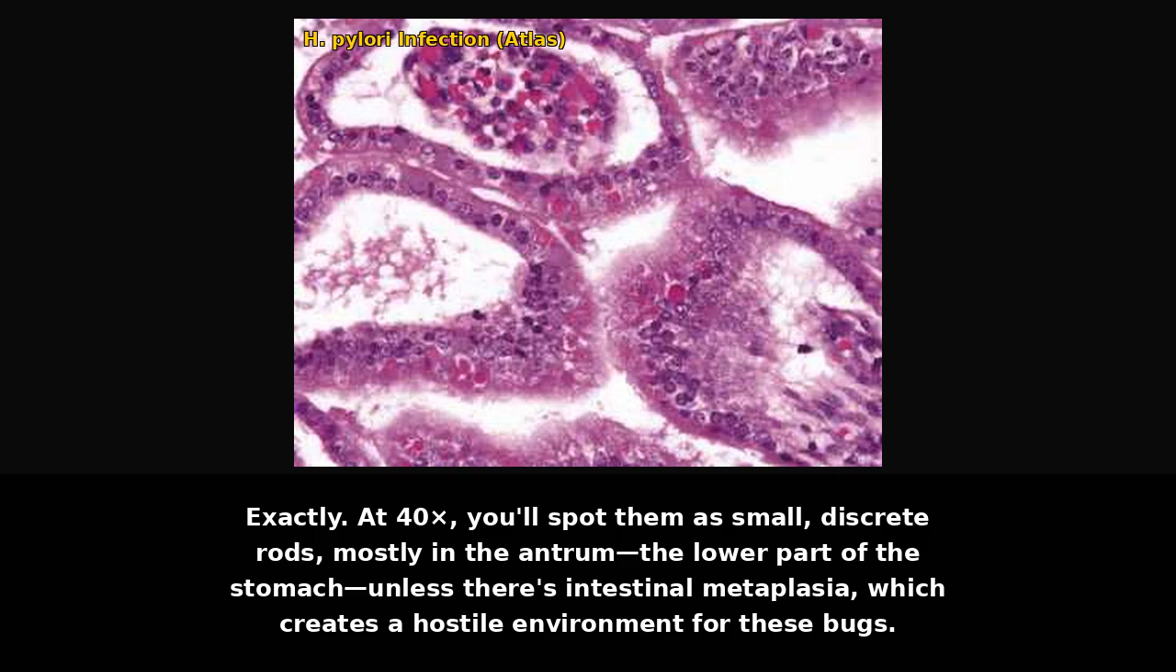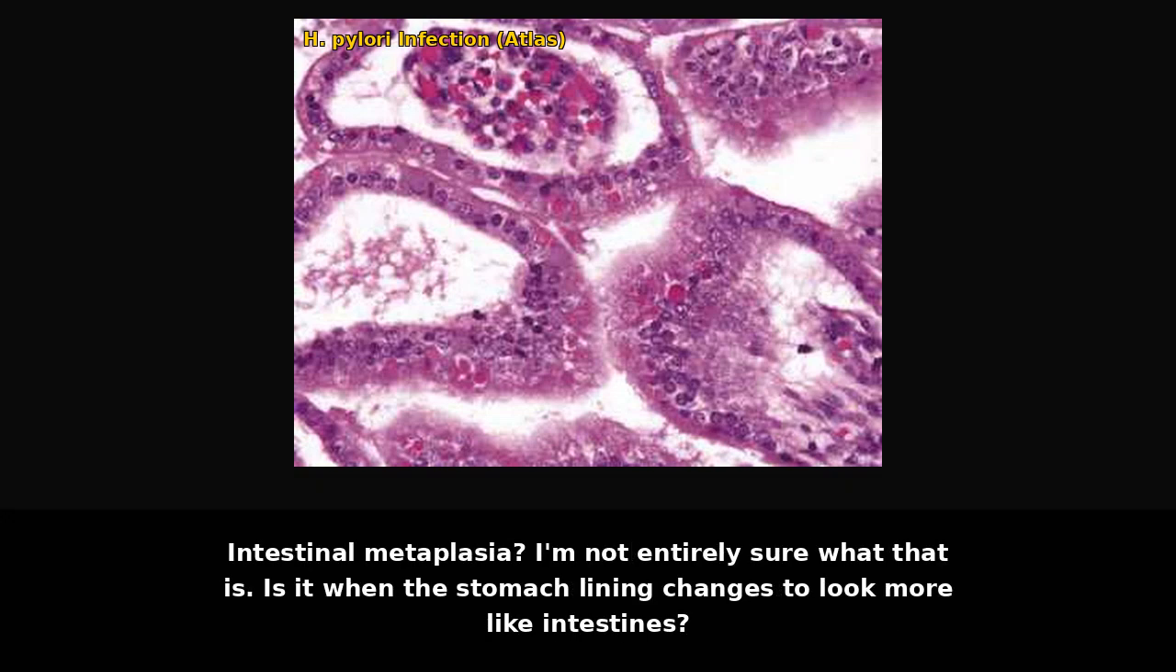Exactly. At 40 times, you'll spot them as small, discrete rods, mostly in the antrum, the lower part of the stomach, unless there's intestinal metaplasia, which creates a hostile environment for these bugs. Intestinal metaplasia. I'm not entirely sure what that is. Is it when the stomach lining changes to look more like intestines?